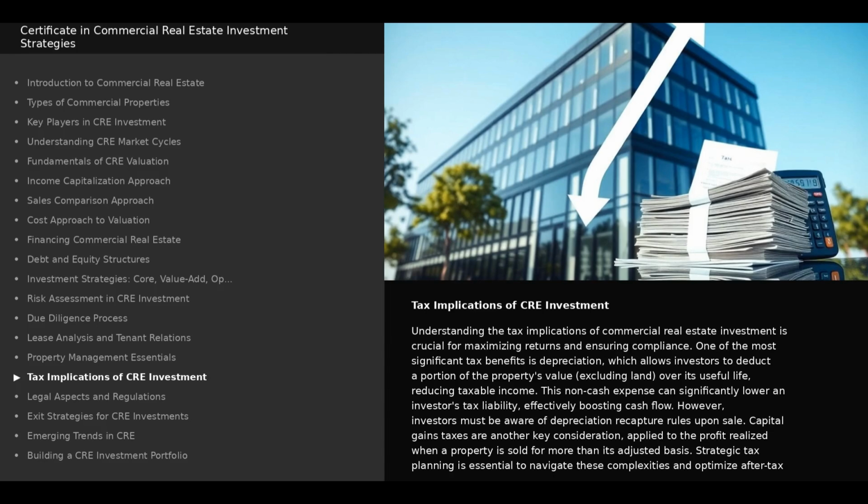This non-cash expense can significantly lower an investor's tax liability, effectively boosting cash flow. However, investors must be aware of depreciation recapture rules upon sale. Capital gains taxes are another key consideration, applied to the profit realized when a property is sold for more than its adjusted basis. Strategic tax planning is essential to navigate these complexities and optimize after-tax returns.